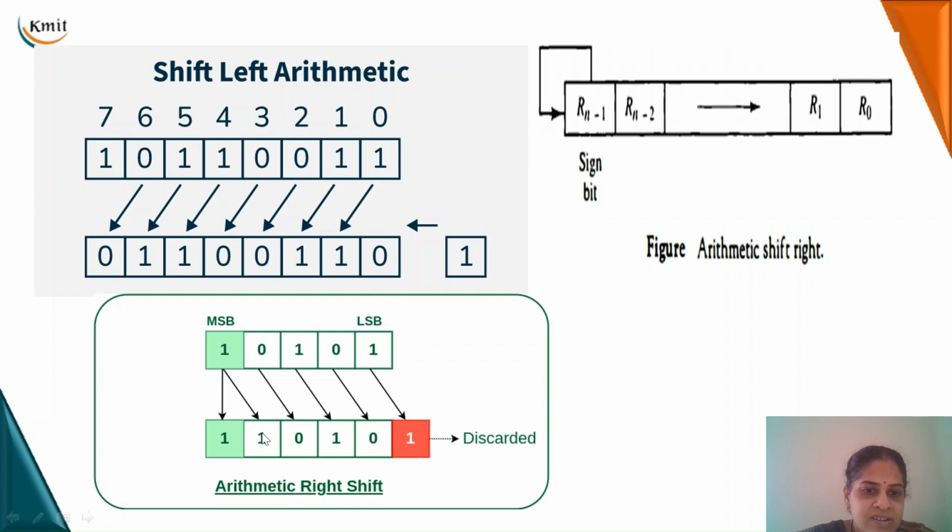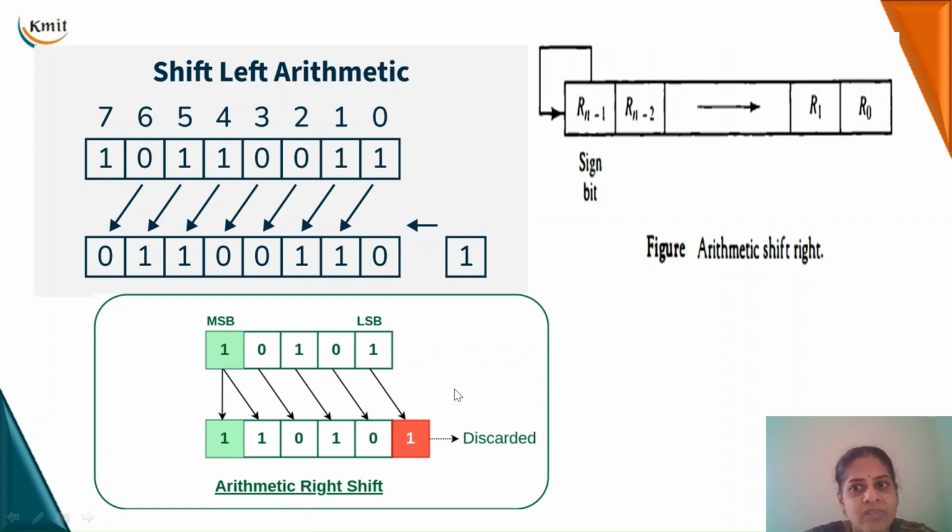Okay. Next, coming to arithmetic right shift, you are going to first move the contents of the register towards the right. So 1 0 1 0, and this one is going to be discarded or rejected. And this empty bit position, you are going to replace with the same value. So this one will come in two bit positions, here and here. So this is arithmetic right shift, and this LSB bit will be discarded.